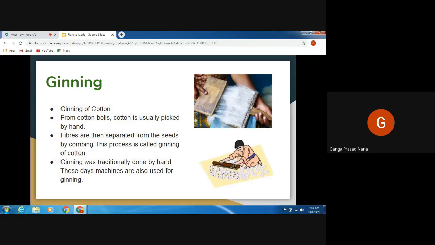Removing seeds from the cotton fibers is called ginning. The fibers are separated from the seeds by combing, and this process is called ginning of cotton. Removing seeds from the cotton by comb is called ginning. Okay? Is it clear?